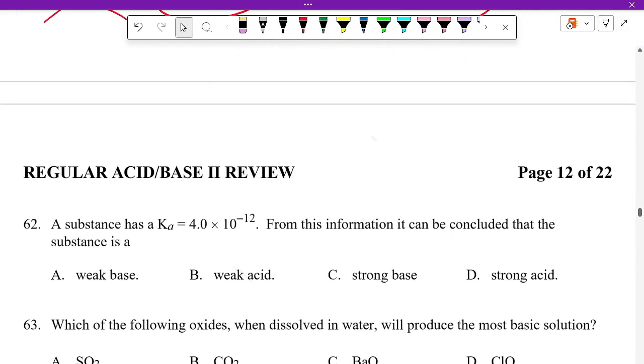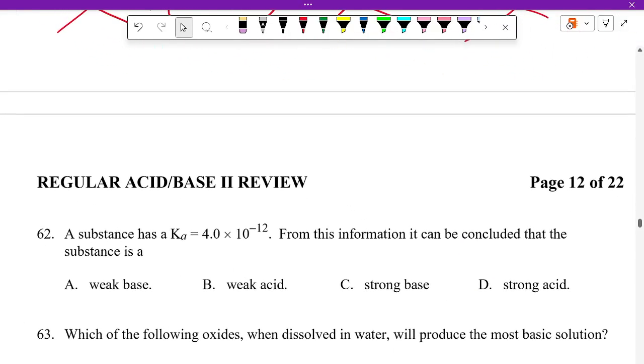A substance has a Ka of 4 times 10 to the negative 12. From this information, it can be concluded that the substance is A. Which 2 things can you eliminate immediately? In fact, there's 3 things you can eliminate immediately. You can eliminate anything that is strong, and you can eliminate anything that is a base.